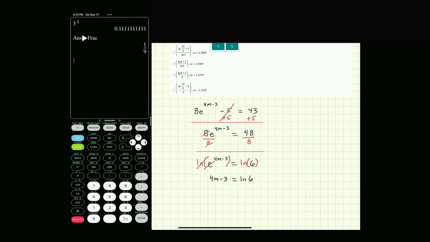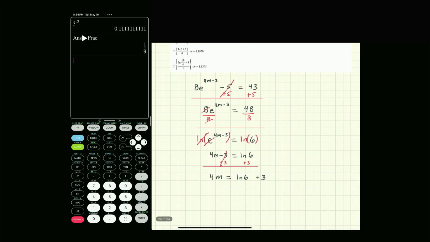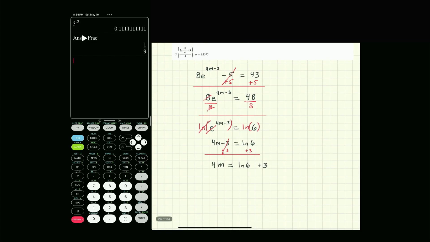And now we're just solving for m. Right? Natural log of 6 is just a number, so we leave it there. Treat it like a number. Let's get this m by itself. So we're back to doing opposites. Add 3 to both sides to get rid of this minus 3 on the left. So now we have 4m equals natural log of 6 plus 3, right? That plus 3 is not a part of the 6. We can't combine those because this 6 is really inside of that natural log function.